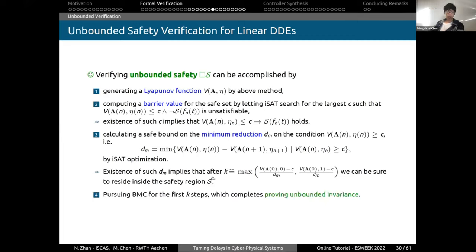Then we can use whatever techniques suitable for bounded verification, for example, bounded model checking for hybrid systems again, or bounded model checking for discrete time systems. And this actually completes proving unbounded properties for our original delay differential equations.